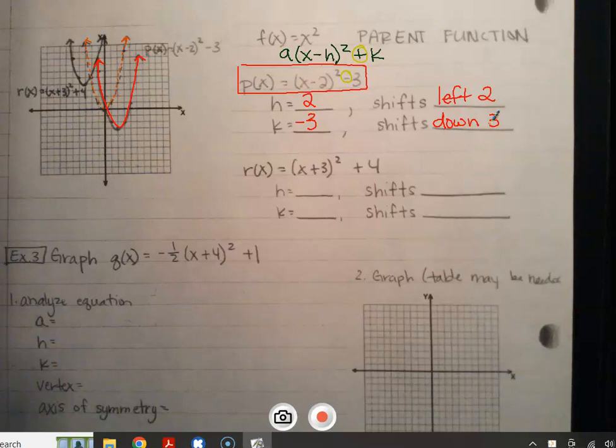So if we compare that, if I look here, I'm sorry, I put shifts left 2. What on earth? You guys are probably screaming at me, thinking, what are you doing? This should shift it right.